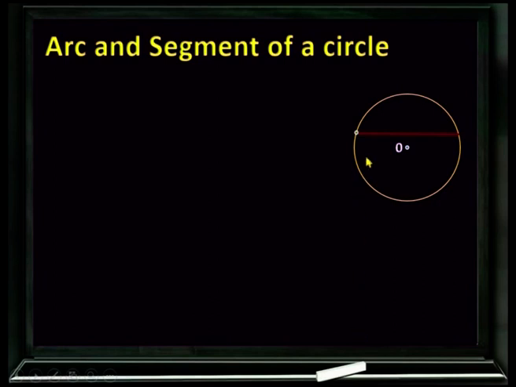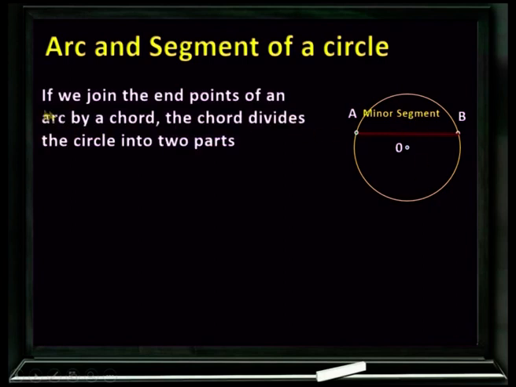Now, O is the center of the circle and AB is a chord. Now, let us see what is the segment of the circle. AB is a chord of the circle, and this chord divides the circle into two parts. One is a minor segment. What is a minor segment? If we join the end points of an arc by a chord, the chord divides the circle into two parts. One will be minor and one will be major. This is a major segment and this is a minor segment.